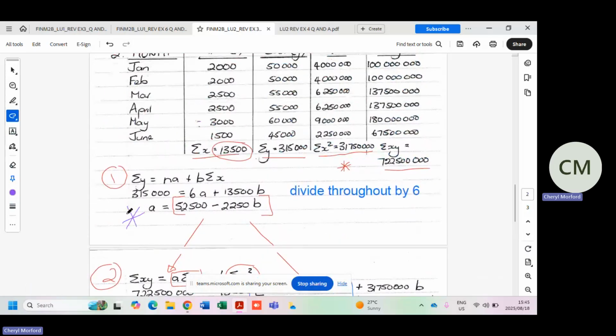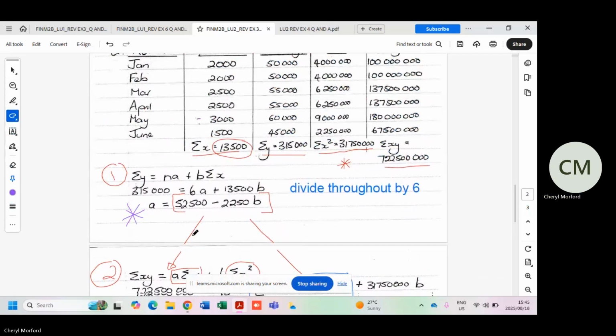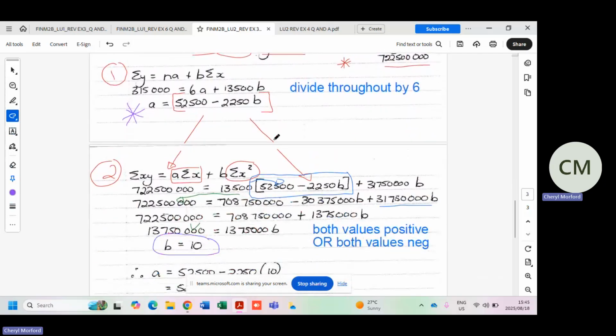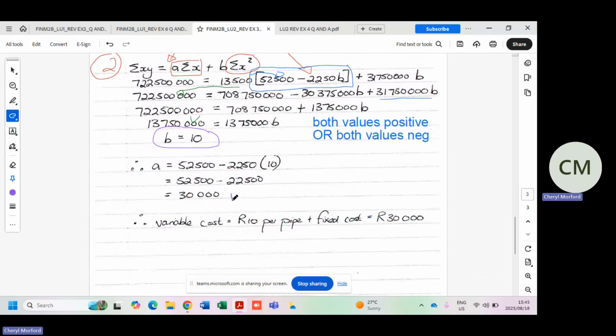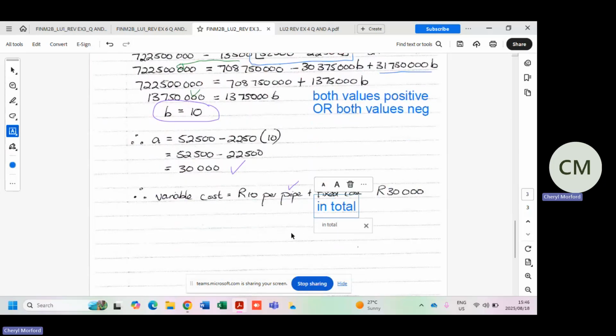So that's why I like this method. It's slightly quicker. Okay. So we're going to take this value here of 10 that we found for B, substitute in there, solve, and get A. And it comes out to be 30,000. No surprise. So we're going to conclude by answering the question. So we can't say B is 10, A is 30,000. We're going to say variable cost is 10 Rand per pipe and fixed cost in total is 30,000 Rand.